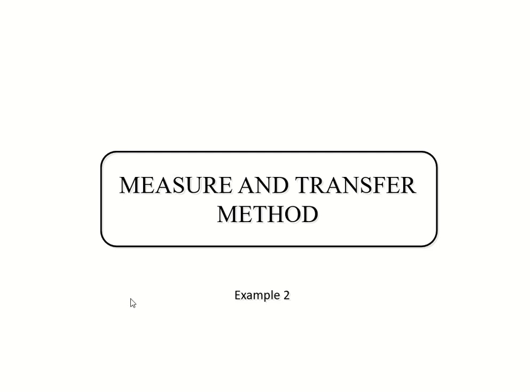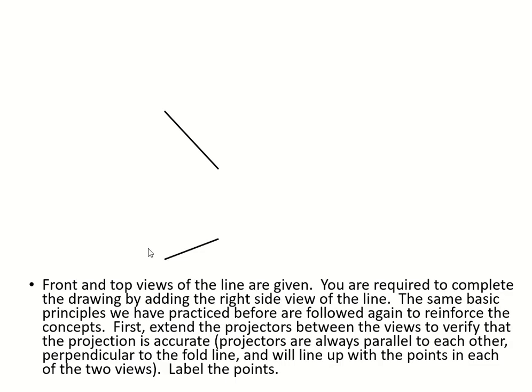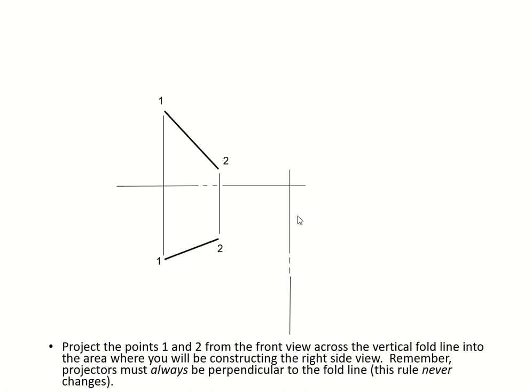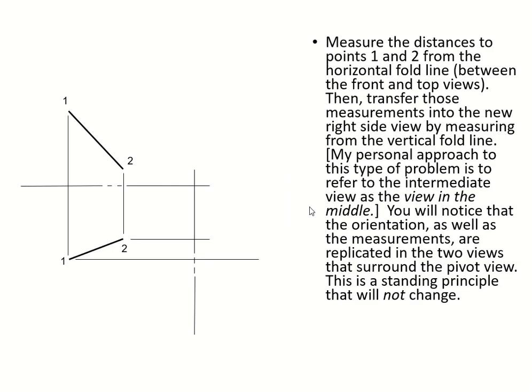And this is the measure and transfer method, your example 2, and we've got two lines again. So when you carefully look at it, you have two lines here, and that's your top and then that's your front, and we need to draw our right side. Okay, do the same thing: your extension, your full line in between them, second full line perpendicular to the first.